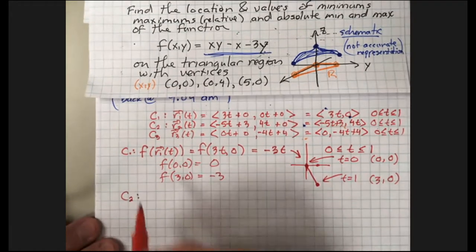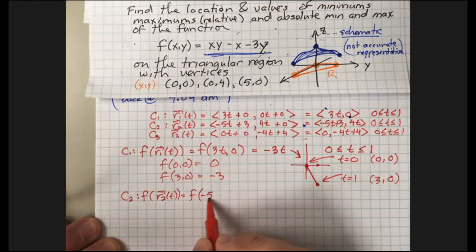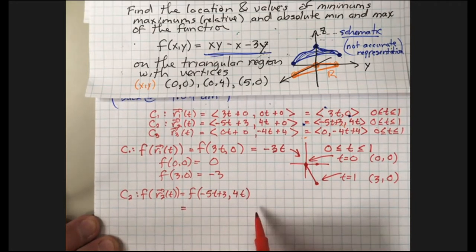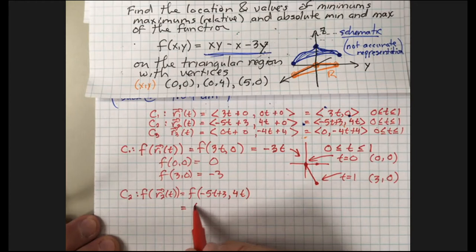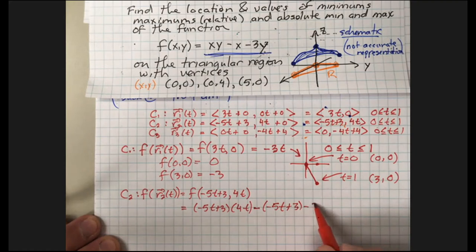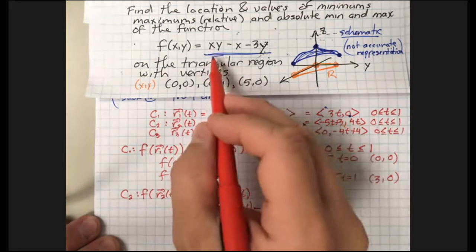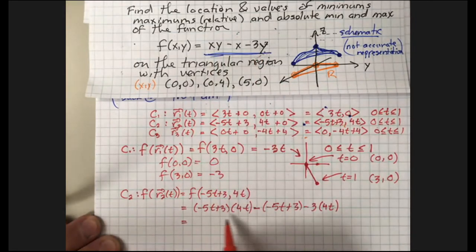So let's look at edge number 2, which is the messier edge. Let's plug in minus 5t plus 3 and 4t into f, and then see what I get. So I'll write this out: minus 5t plus 3, that's the x, 4t, that's the y, minus 5t plus 3, that's the x, minus 3 times 4t, that's the y. So I'm just inserting x and y into this function right here. And then let's clean this up. So what do we got?